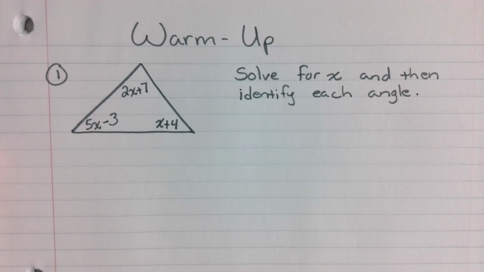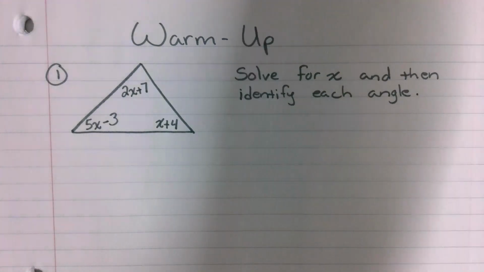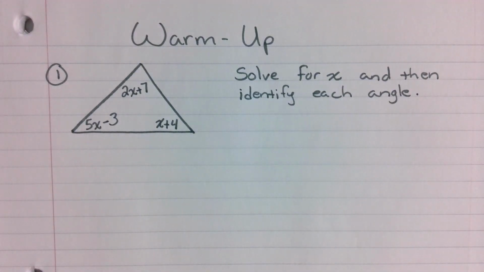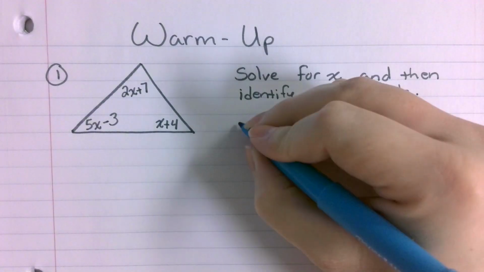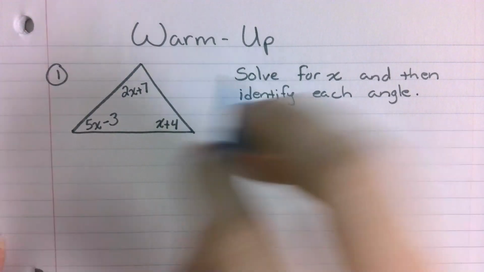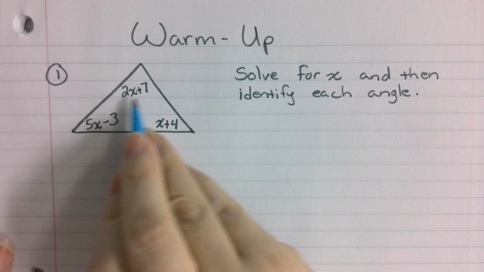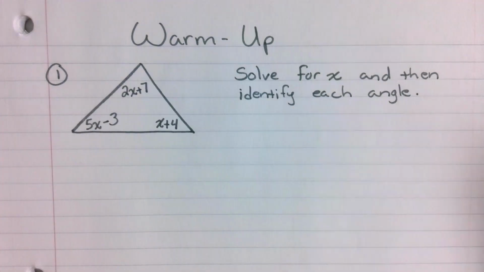Number 1, you're solving for x, and then you're going to identify what each of the angles is going to be equal to. So when solving for x, you first have to set it up as an equation to solve for a triangle. All triangles are equal how many degrees, guys? 180. So I'm going to set this up. It doesn't matter which angle I start with, but I'm going to add all three angles together, and it's going to equal 180.